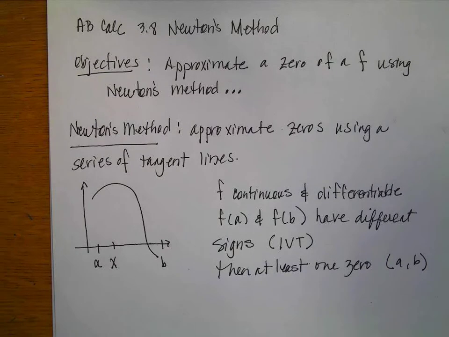Math humans, we're going to do 3.8 today. We're going to be talking about Newton's method. So our objectives are that we're going to approximate the zero of a function using Newton's method.